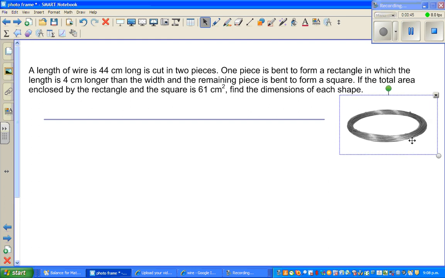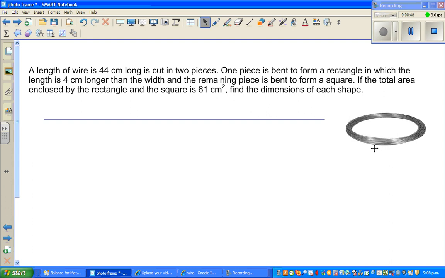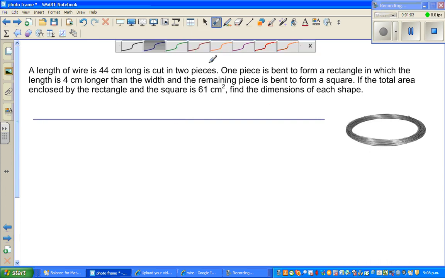This is a wire, from Google. Now imagine this wire, and then you make it straight. So what they're saying is this is, say, 44 centimeters long. They're cutting somewhere, let us say here. So this is AB, and this is the BC part.